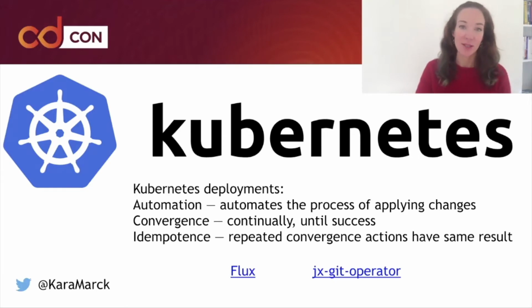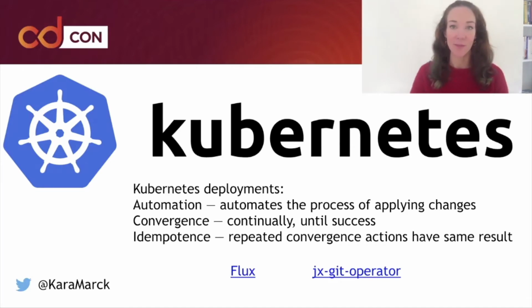And then we have convergence. Kubernetes will keep trying to update until the update is successful. And idempotence. Multiple applications of convergence have the same outcome. Convergent actions can be applied multiple times without changing the result beyond the initial desired outcome.